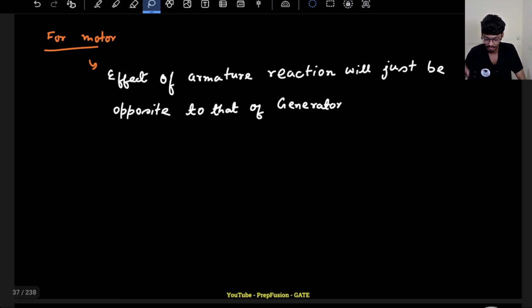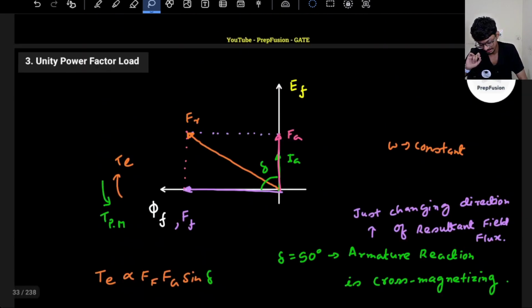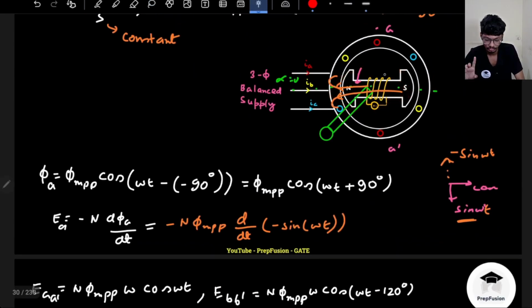In case of a motor, what will happen? If the load is lagging, the effect will be magnetizing. If it is leading, the effect will be demagnetizing, just the opposite. Don't worry, I will explain all this when you study this topic. One more thing to understand is that here we have assumed the reluctance to be constant, but for a salient pole the reluctance will not be constant, because here it has high reluctance, as the air gap is more, and here I have low reluctance.